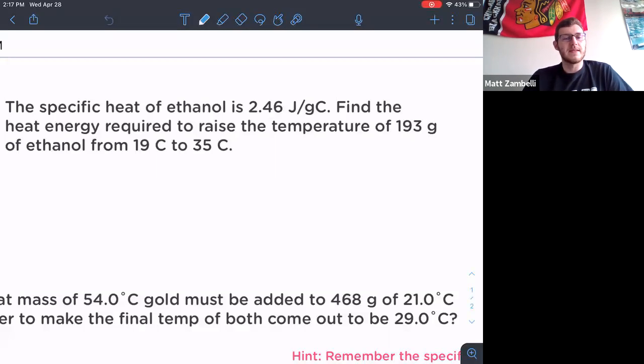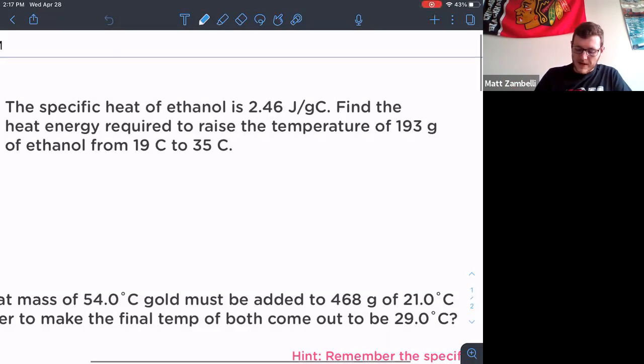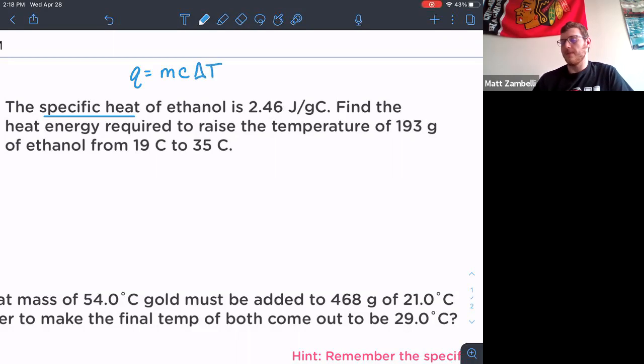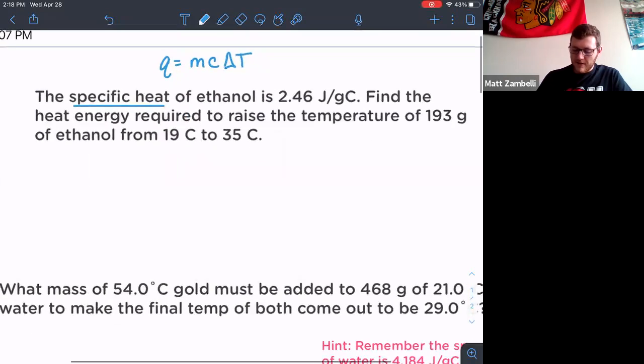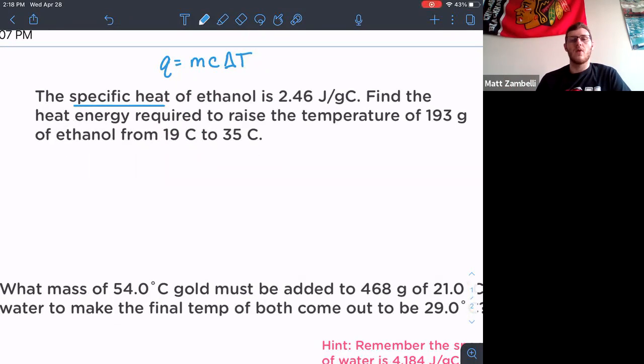So number one says the specific heat of ethanol is 2.46 joules per gram degree Celsius. Find the heat energy required to raise the temperature of 193 grams of ethanol from 19 degrees Celsius to 35 degrees Celsius. So first and foremost, we've got to remember the equation we're going to use. When we hear the word specific heat, we need to think of our Q equals MC delta T equation, which means we have to figure out what we know from that equation and then what we're going to be looking for.